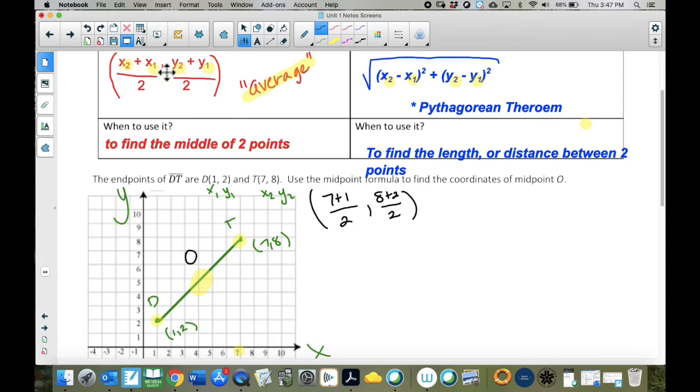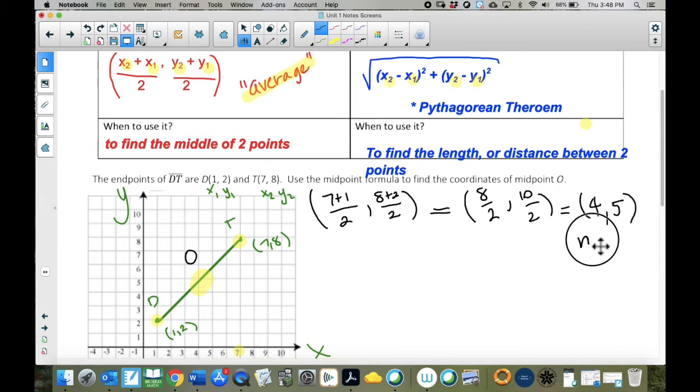So I took this formula and I put my numbers into it right here. Now I need to work on this and simplify a little bit. So I'm going to come over here. 7 plus 1, that's 8, and 8 plus 2, that's 10. And they're both divided by 2 because it's the average. So I can go one more time and I can say 8 divided by 2, well that's 4, and 10 divided by 2, that's 5. And so I say this is my midpoint, and we were calling that midpoint O.